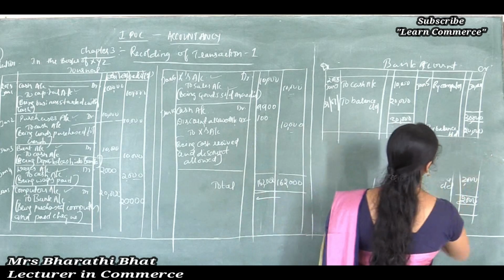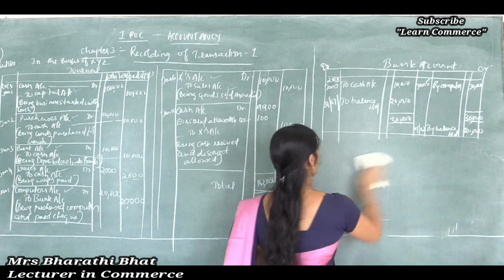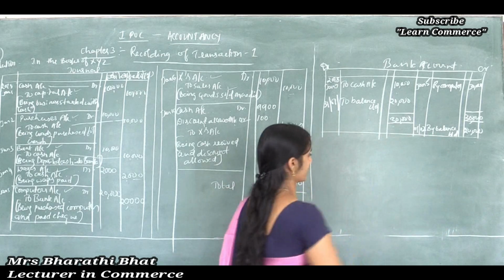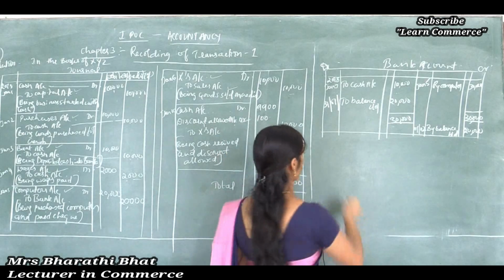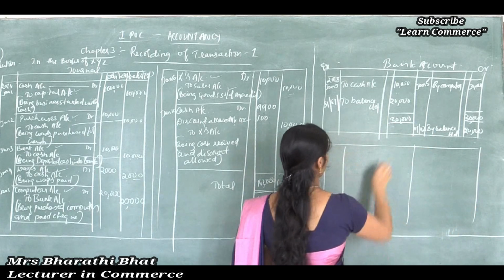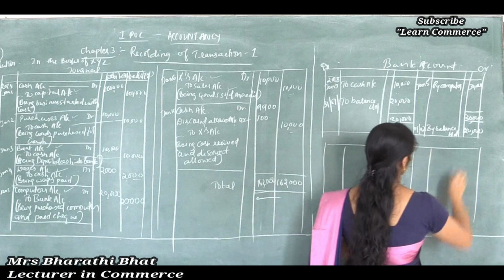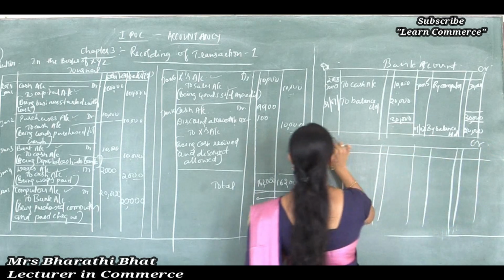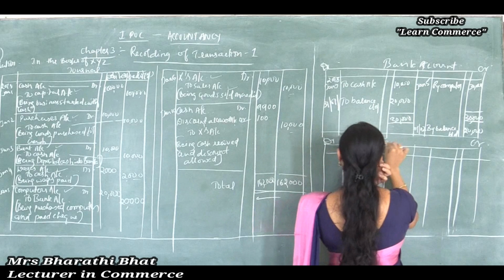Next ledger is the preparation of computer account. Only one transaction is affected with the computer account. So easily we can prepare the computer account, credit and debit. Title: computer account.